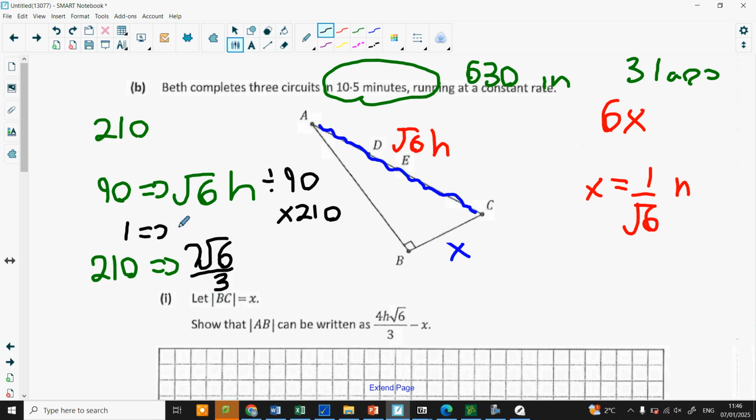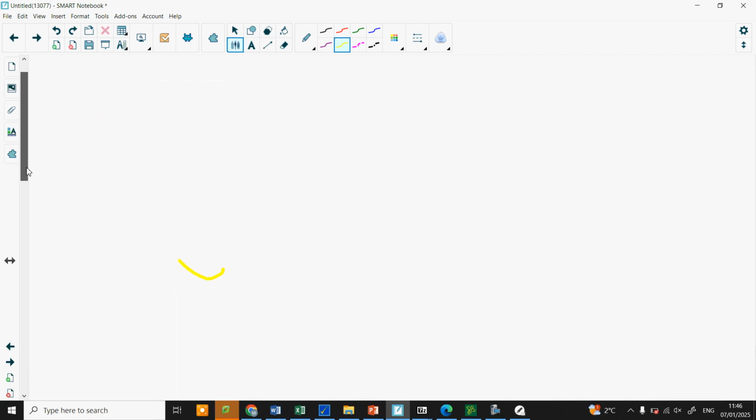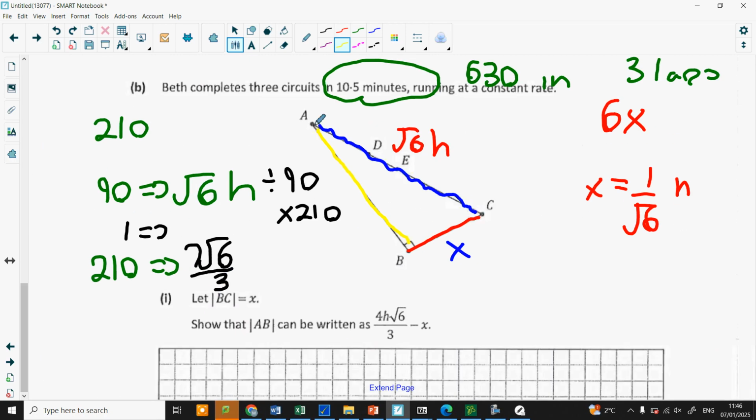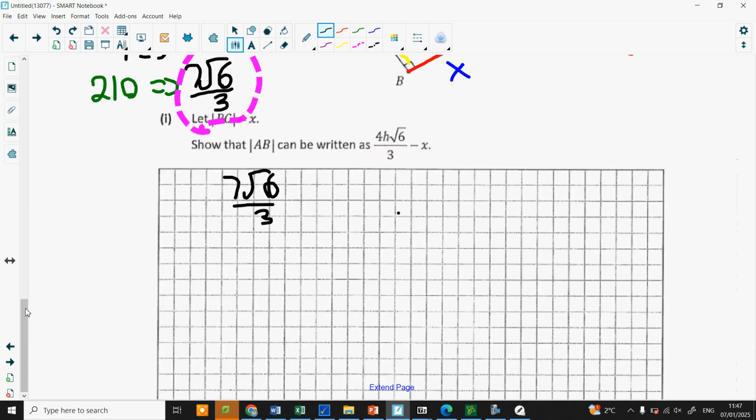Over 3. So you have a question for me? Divide by 90 to find out what you do in 1 unit, multiply by 210 to find out what you get in 210. So what I'm claiming is that all 3 lengths combined, the blue, the red, and the yellow combined, give you that grand total, don't they? So if you take your total away, you want to find out what the yellow is, don't you? So you get your total, which is 7 root 6 over 3.